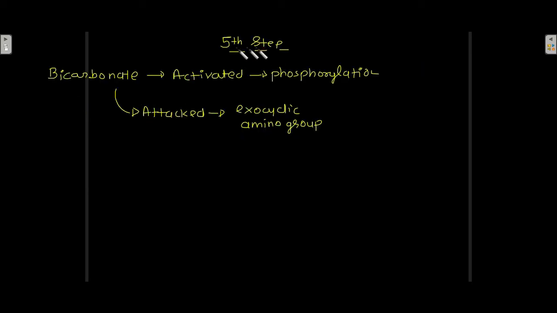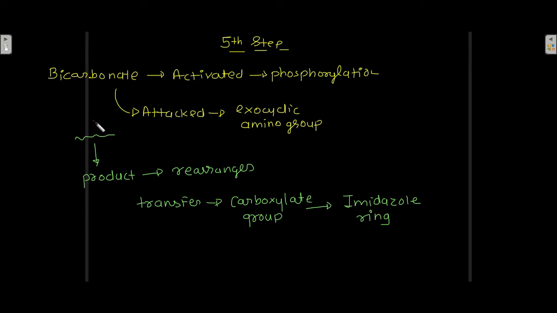Now in the fifth step, the bicarbonate is activated by phosphorylation, and then it is attacked by the exocyclic amino group. The product of this reaction rearranges and transfers the carboxylate group to the imidazole ring. So your imidazole ring receives a carboxylate group because of this reaction.